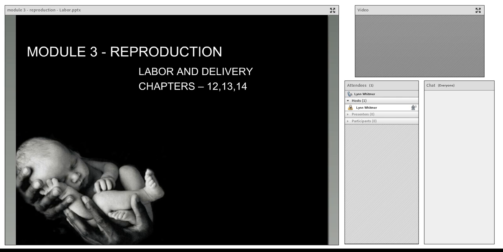Module 3, Reproduction. We're talking about the concepts of reproduction. We'll also be entering into discussion about perfusion, oxygenation, pain management, patient-centered care. Labor and delivery, that's all about the process. The readings were to be chapters 12, 13, and 14.